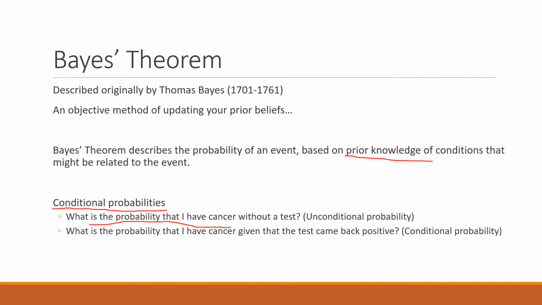What is the probability that I have cancer without the test? That's my unconditional probability. Now, what is the probability that I have cancer given that the test came back positive? This is the condition: given that the test came back positive. It means I've taken the test and the test is positive. So what is the probability of the disease given a positive test? This is our conditional probability because we know one of the conditions: I've already taken the test and it's positive. Now I'm trying to reason and say, what's the probability that I have the disease? How concerned do I need to be? How much should I be freaking out right now?